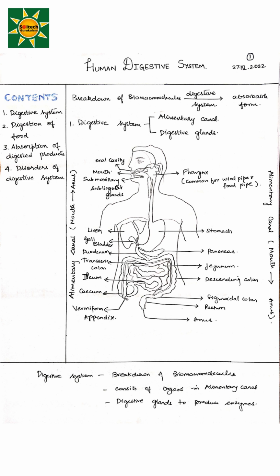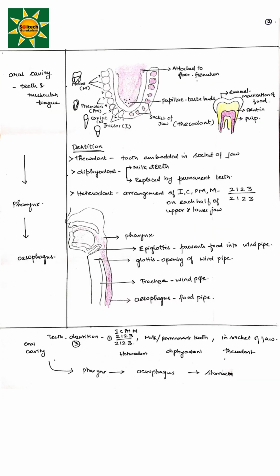So to summarize, the digestive system is a breakdown of complex macromolecules to the simplest forms, and it consists of the various organs in the alimentary canal with the associated digestive glands that produce enzymes to digest the food. Inside the oral or the buccal cavity, we have the teeth and the tongue.